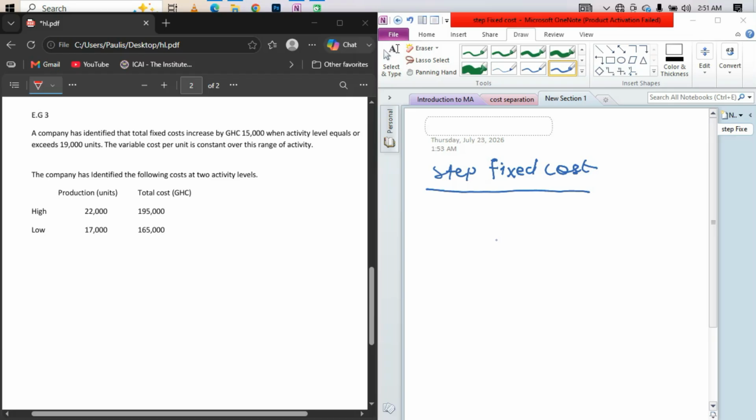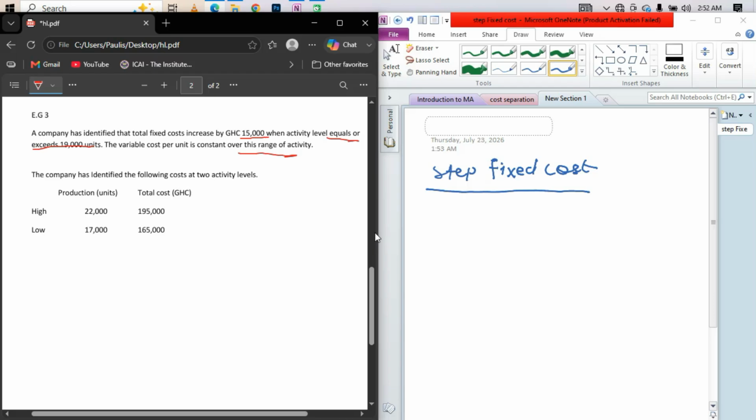This one will be a little bit challenging, so I want you to open your eyes and see what will be going on here. So we have a question here. A company identified that total fixed cost increased by 15,000 Ghana cedis when activity level equals or exceeds 19,000 units. The variable cost per unit is constant. Always the variable cost per unit will be constant at all activity levels. The company has identified the following costs at two activity levels.